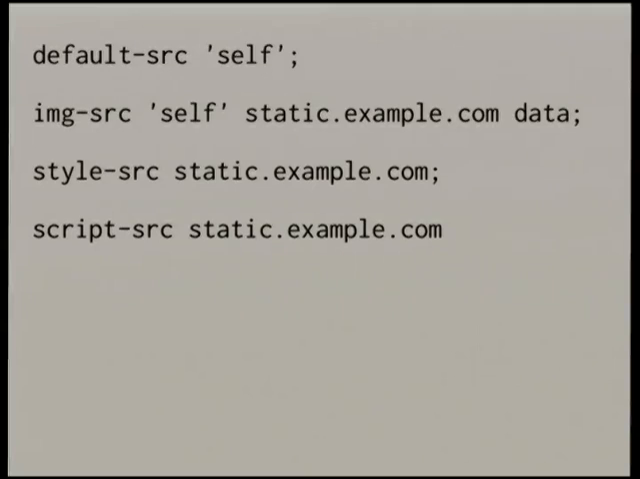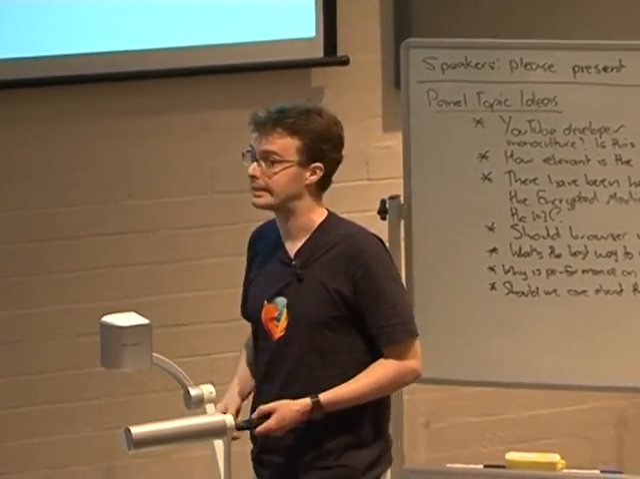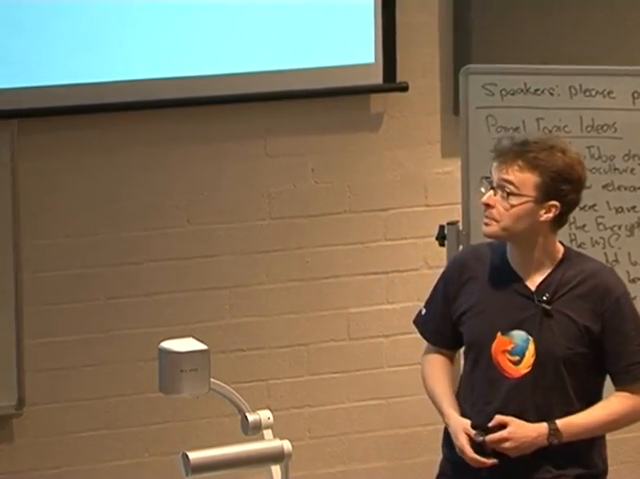So maybe in your case, you can do something like this, where by default, you only accept self, and then images can come from all these places, but scripts and styles only come from a single domain, like maybe a CDN or something like that. So you can evolve your policy to make it a bit stricter, because if you start with a loose policy, it's still better than no policy at all.